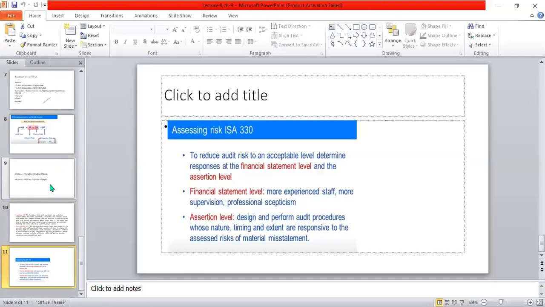In the end, we discussed sampling by taking samples. A larger sample size will reduce sampling risk. A non-sampling technique is used when all the work is done properly according to the different stages. The financial statement level is related to experienced staff and supervision, while the assertion level is related to the statements, assertions, figures and facts. Thank you for today's lecture.